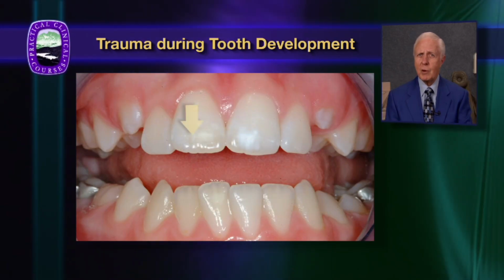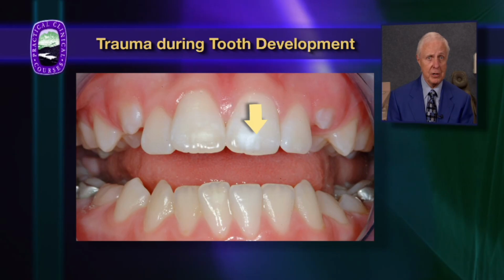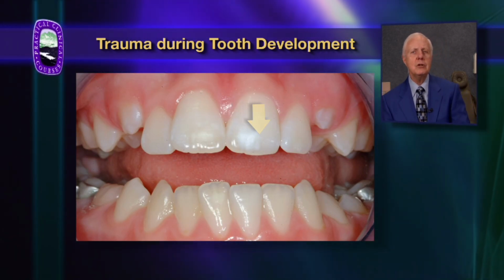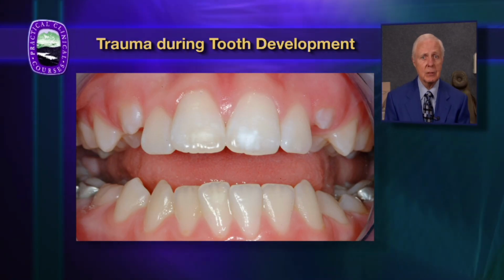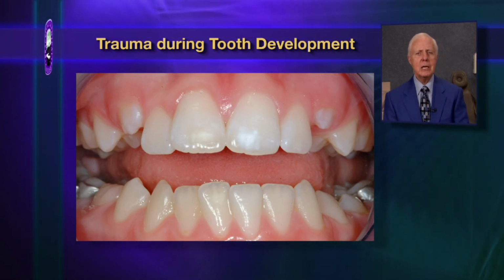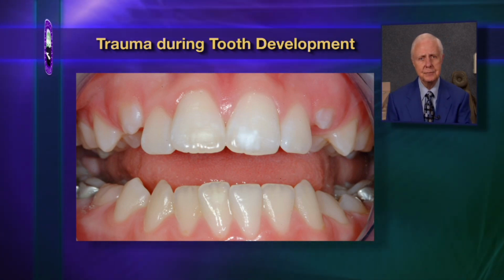These very obvious white spots were caused by an accident influencing the primary or baby teeth at about 1 to 2 years of age. The trauma negatively influenced the developing permanent tooth bud. They can probably be removed relatively easily and inexpensively.